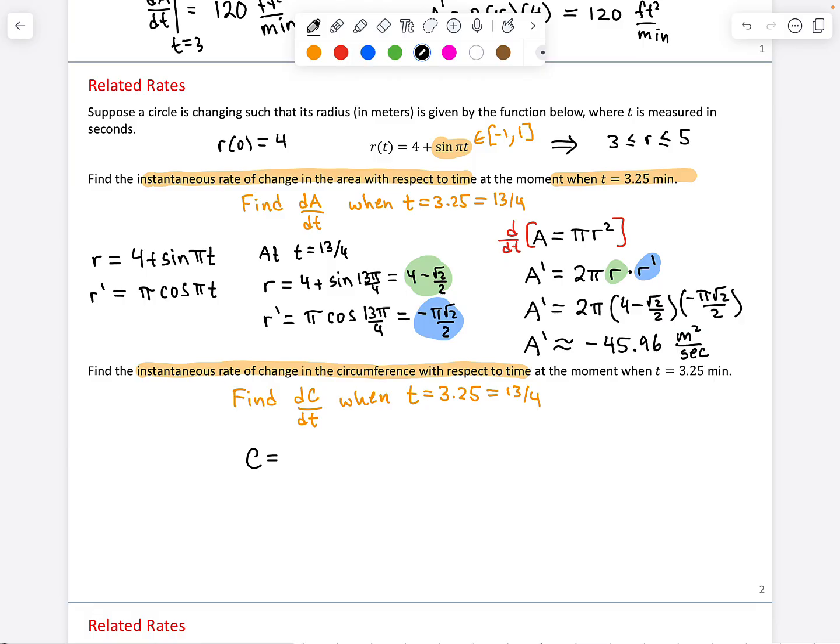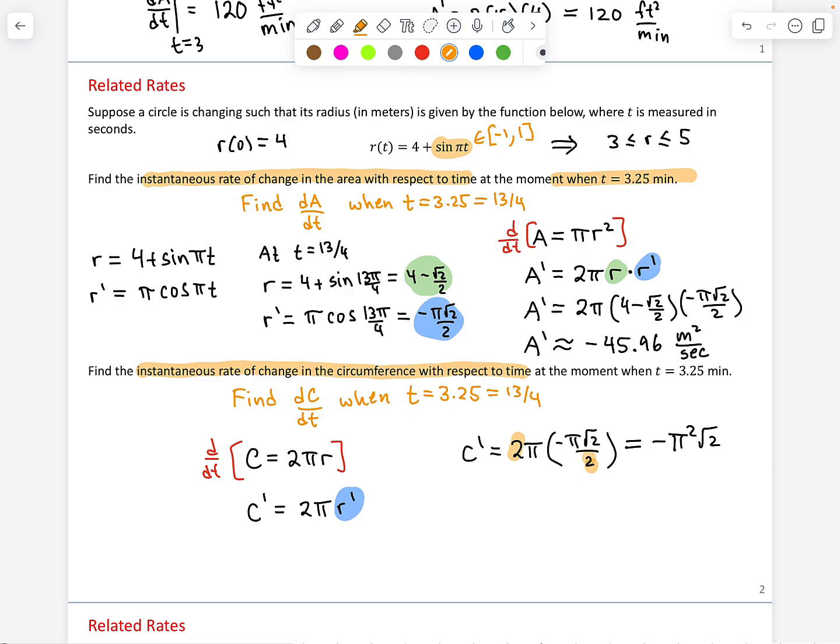We know that the circumference is pi times diameter, which is 2 pi times r, because 2r is the same thing as diameter. Differentiate this with respect to time. We get C prime is equal to, the 2 pi will stay, and the derivative of r is just r prime. Notice there is no r in this statement, so the only thing I need to substitute for is the r prime, with the value in blue above. So that gives me C prime, which is dC/dt, equals 2 pi times negative pi root 2 over 2. This one I'll simplify as just negative pi squared root 2, because this 2 and this 2 will cancel. Thus C prime, reaching for a calculator, is about negative 13.96.